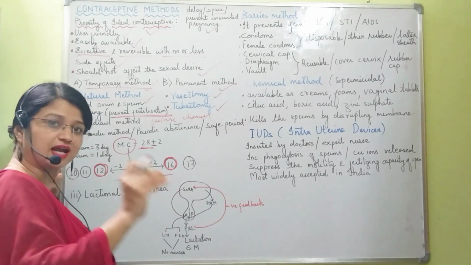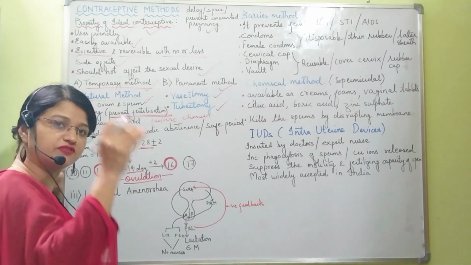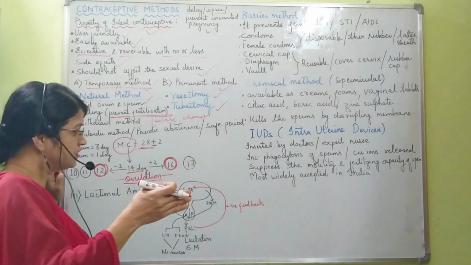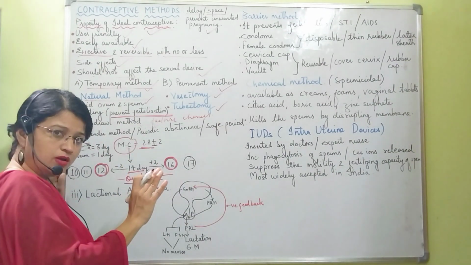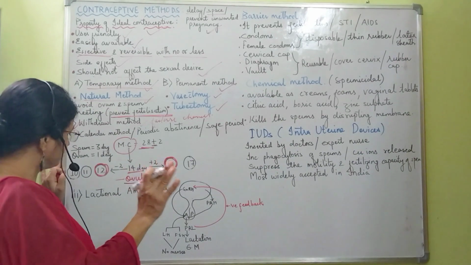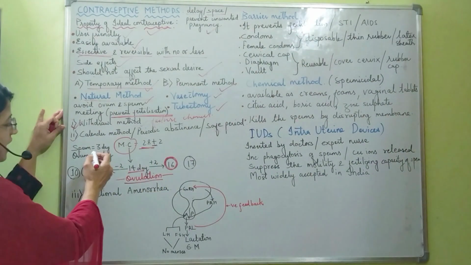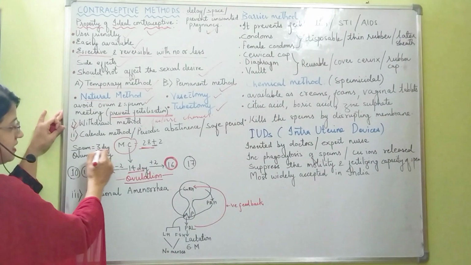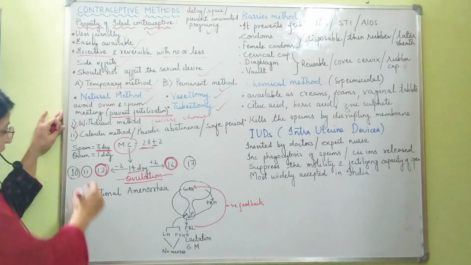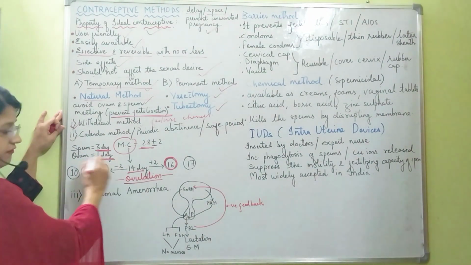It's not exactly that ovulation will take place only on the 14th day. It could vary plus or minus 2 days. Now, we have to remember the life cycle of a sperm and an ovum: the sperm lives for 3 days and the ovum lives for 1 day.